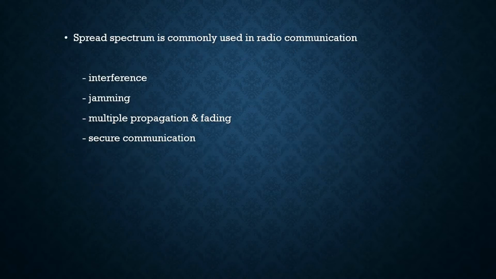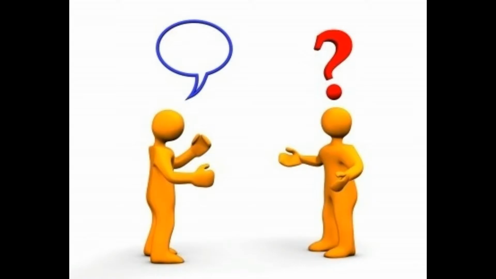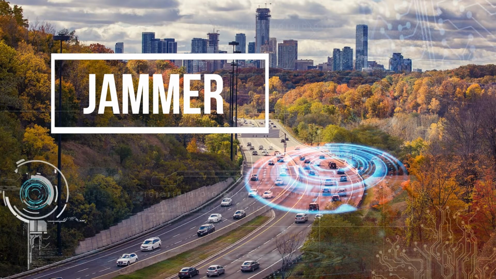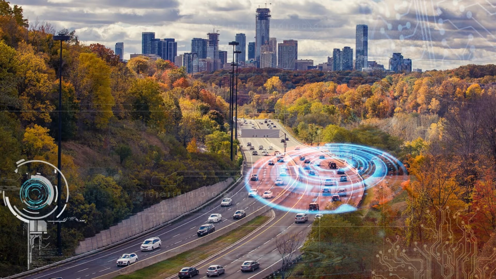These are four major cases in which spread spectrum is commonly used in radio communication. Interference. A real example is two people talking at the same time, when one person is talking to another person too loudly with the intention to disturb the communication. Another one is jammer. The goal of a jammer is to disturb the communication of his adversary. The jammer has a priori knowledge of most system parameters.